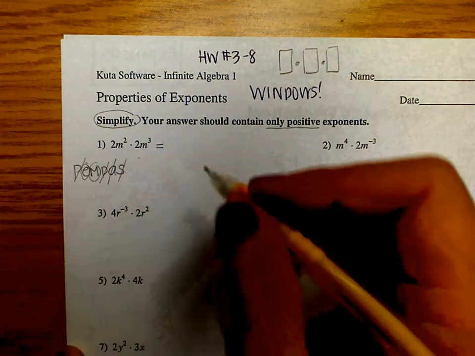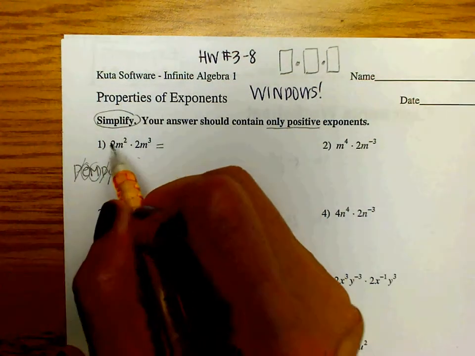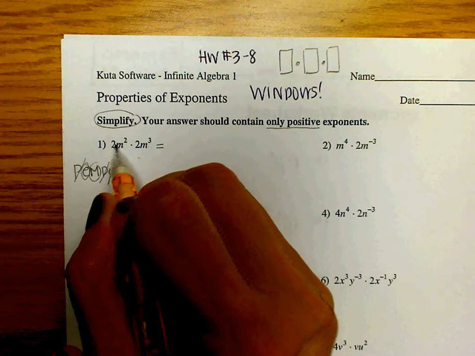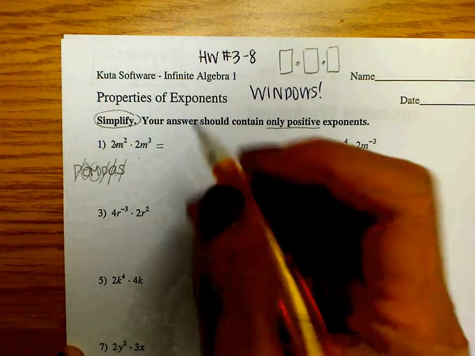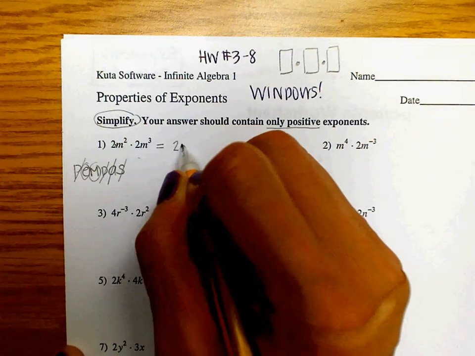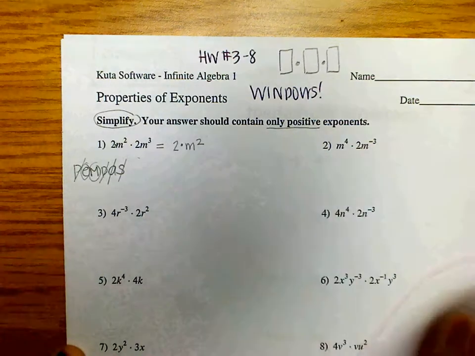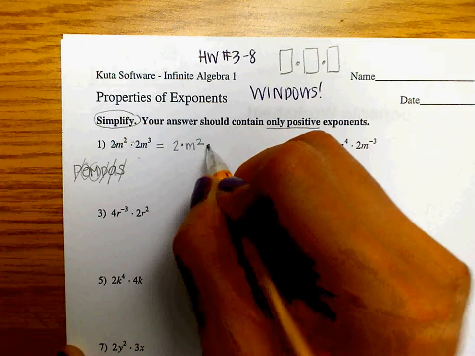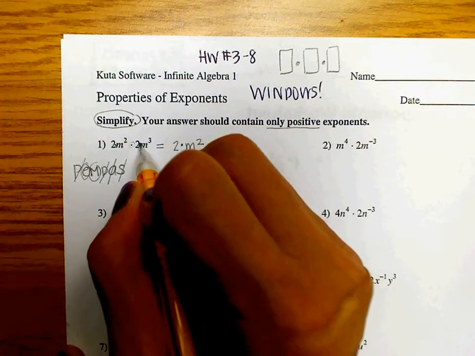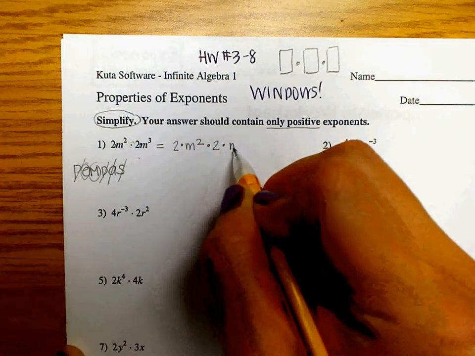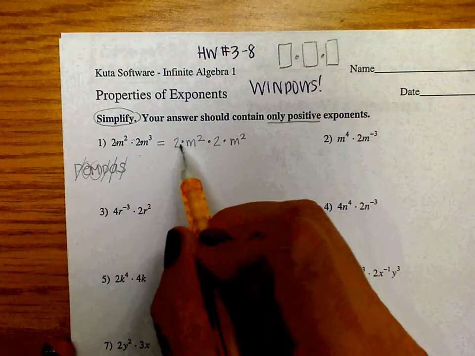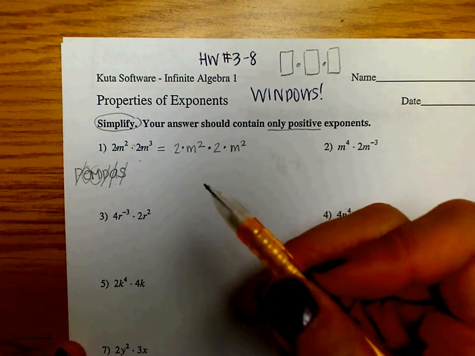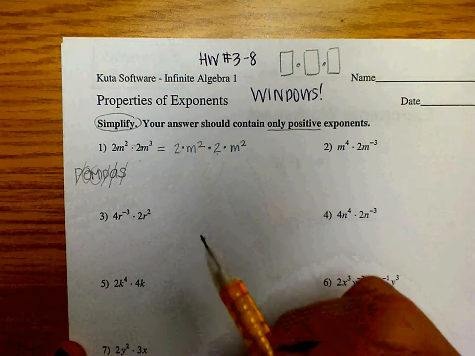Now, if you can see, there's invisibly a multiplication symbol between 2 and m squared. So I want to rewrite it as 2 times m squared. There's going to be a lot of rewriting here. And then I'm going to put the times, and then 2 times m squared. So I'm using the multiplying symbols as separators between all the numbers and variable terms.